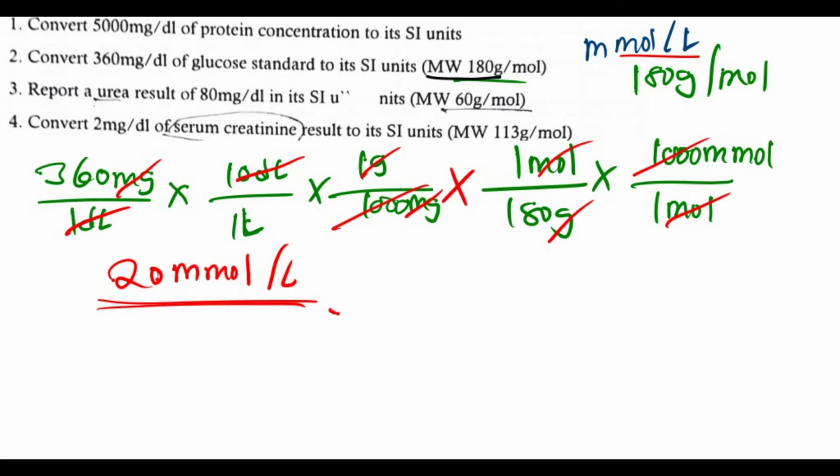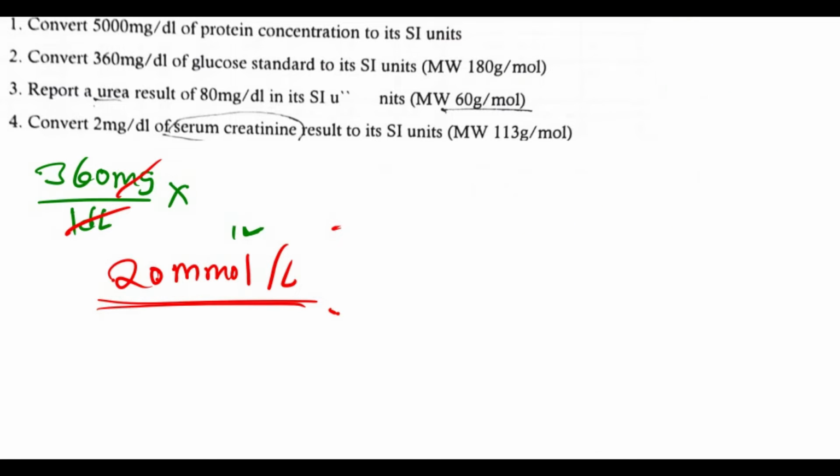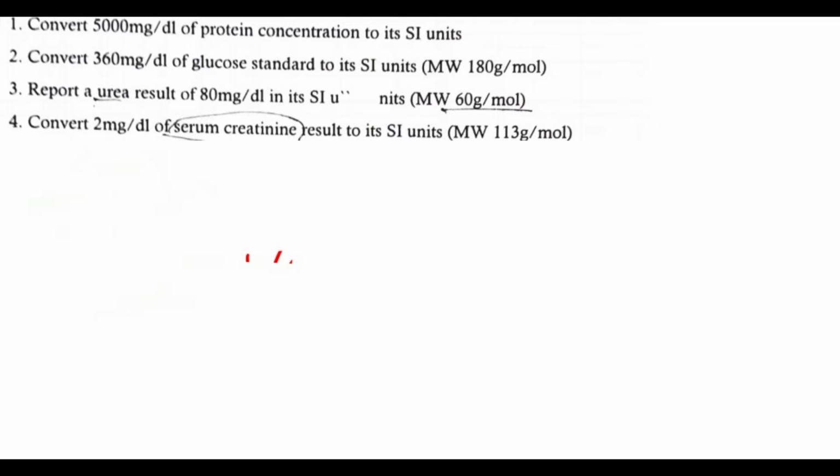Let's go to question 3. Question 3 is saying report a urea result of 80 milligrams per deciliter in its SI units. We have been given the molecular weight as well. So we'll do the same. What are the SI units for urea? Okay, so the SI units for urea is the same as the SI units for glucose. So it is also in millimoles per liter.